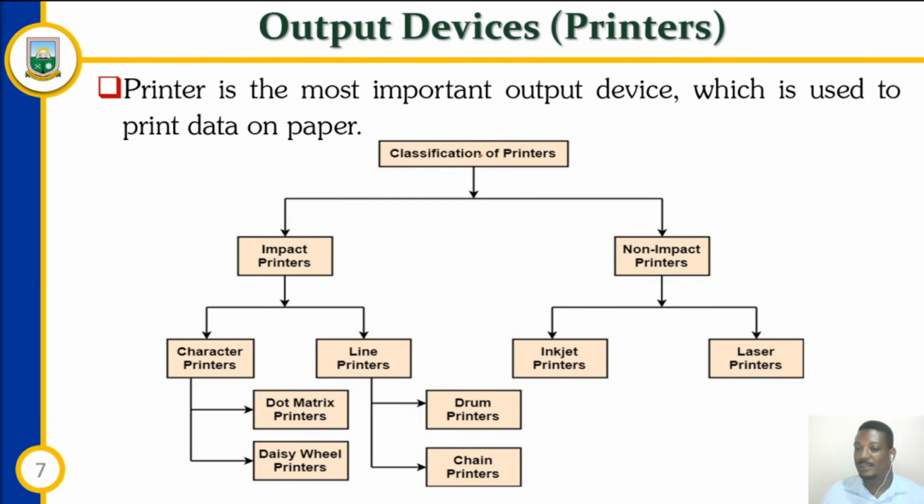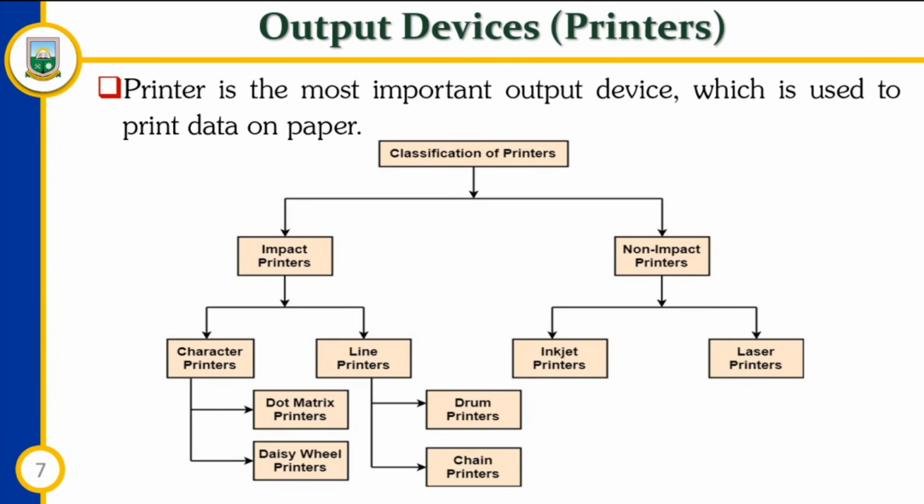Printers are classified into two main groups: impact printers and non-impact printers. Under non-impact printers, we have the inkjet printer and also the laser jet printer. Under impact printers, we have the character printers and the line printers, and under line printers we have the drum printers and also the chain printers. Under character printers, we have the dot matrix printers and also the daisy wheel printers.